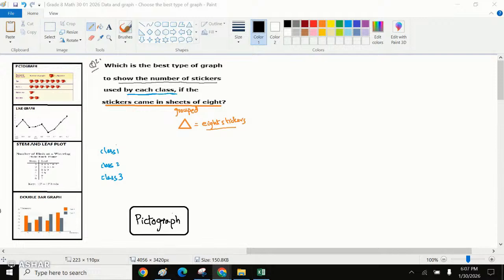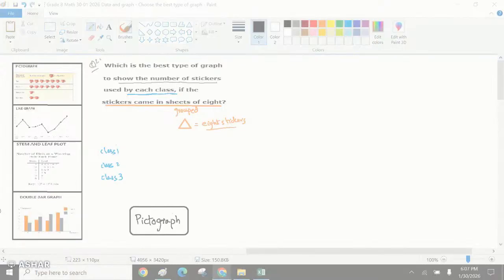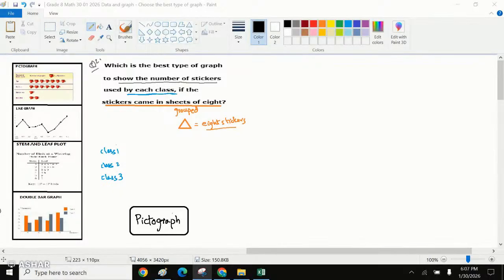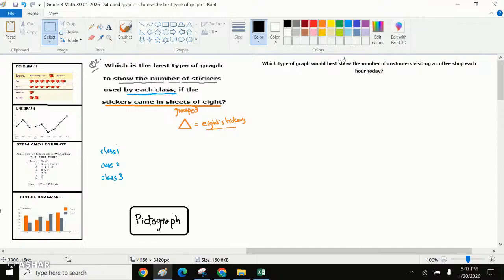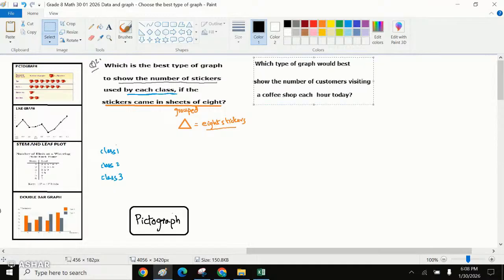For the next question, it says, just a moment, please, let me copy it. Which type of graph would best show the number of customers visiting per hour? So we can say that, let me just copy this, shows the number of customers visiting per hour. We know that whenever we do with one quantity variable, right? So question number 3 states that which type of graph would best show the number of customers which are visiting a coffee shop per hour?